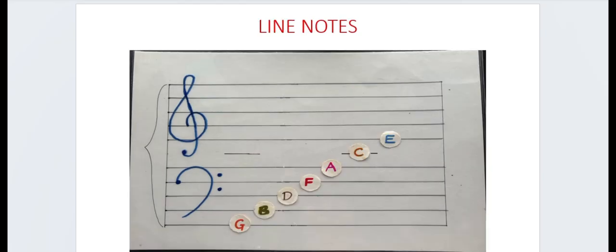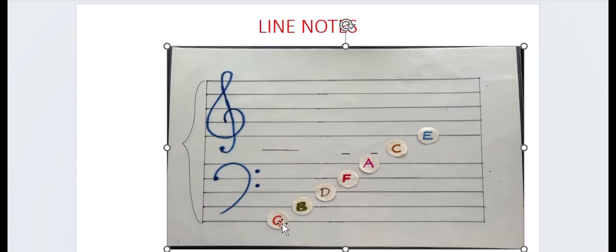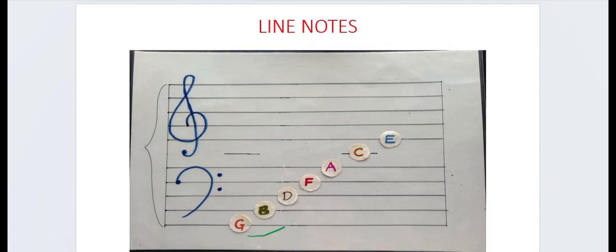Now we look at the line notes. The lowest line note in the bass is G, and so the line notes are G, B, D, F, A, middle C, E. This E is in the treble stave. Now the pattern is, instead of starting with FACE, it's GBD followed by FACE.